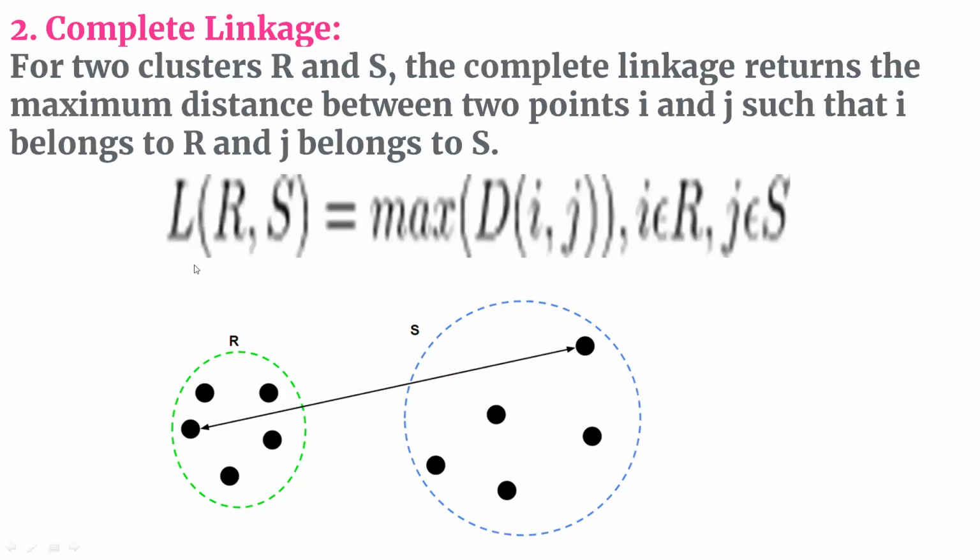The formula is L of R comma S, where R and S are the names of the clusters, is equal to the maximum distance of i comma j, where i is a data element or object belonging to cluster R and j is a data object belonging to cluster S. This is complete linkage, which means the maximum distance between two data objects in both the clusters.